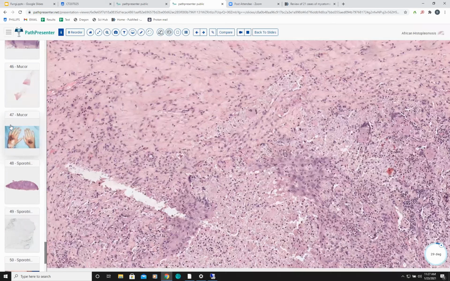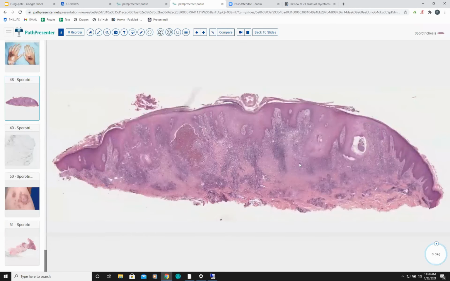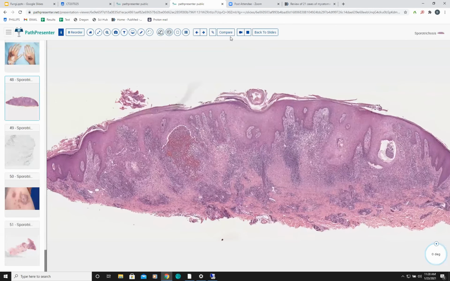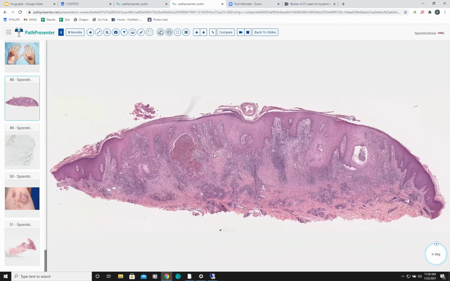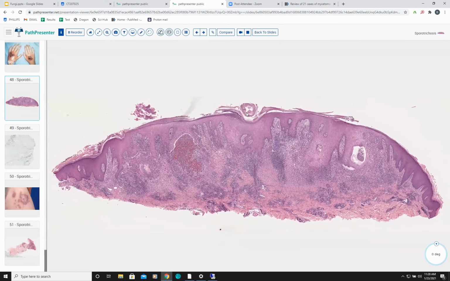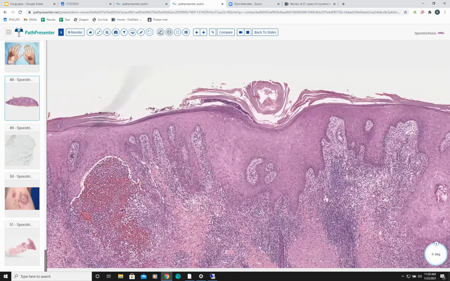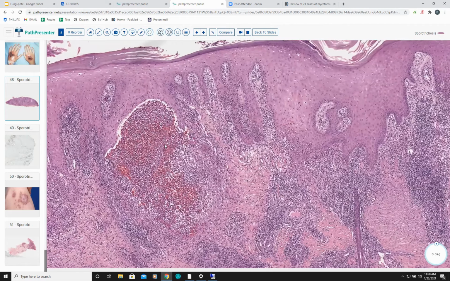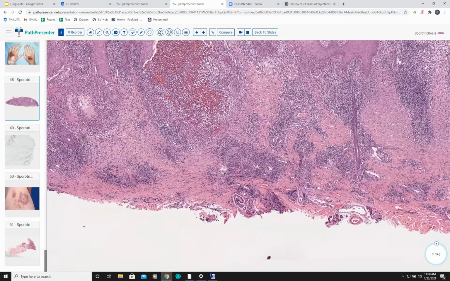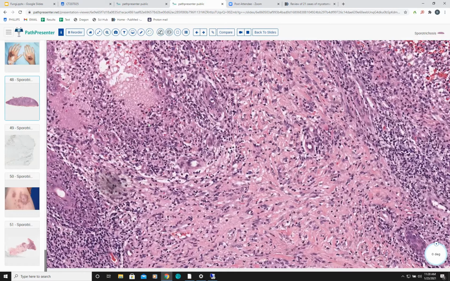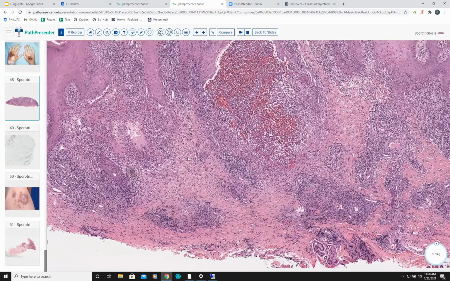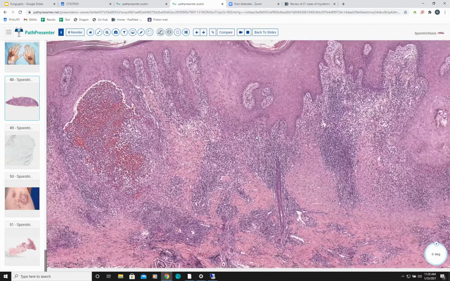Then lastly of this group, there's sporotrichosis. And the problem with sporotrichosis is it's extremely difficult to find the organisms. Here we have a biopsy with pseudoepitheliomatous hyperplasia, some scale crust with neutrophils, subepidermal neutrophil-rich abscess formation, granulomatous infiltrate. And this one, I don't think they could find the organisms on H&E.